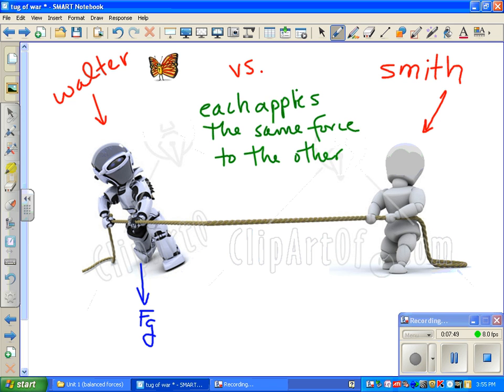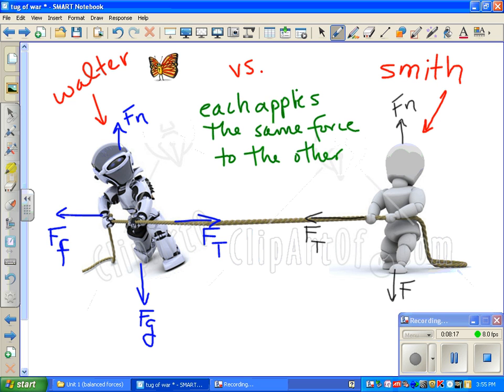If you draw a force diagram on them, then acting on Walter we've got force of gravity, force normal. He's pulling on the ground, so we've got a force of friction. And then we have, obviously, the force of tension. Acting on our friend Smith here, we have force of tension, which happens to be the same one as before. Force normal, pushing him up. Force of gravity is pulling him down.